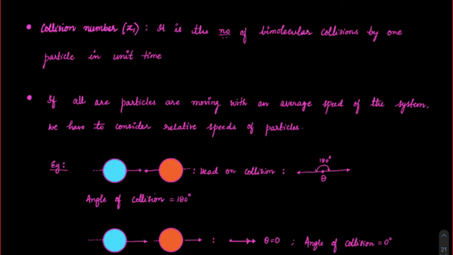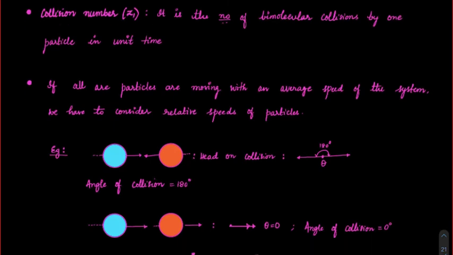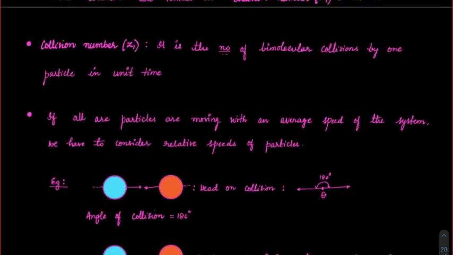So in unit time, how many bimolecular collisions can it make? That is the Z1 factor. This would be directly asked in exams, guys. So remember what is Z1. Collision number is Z1.